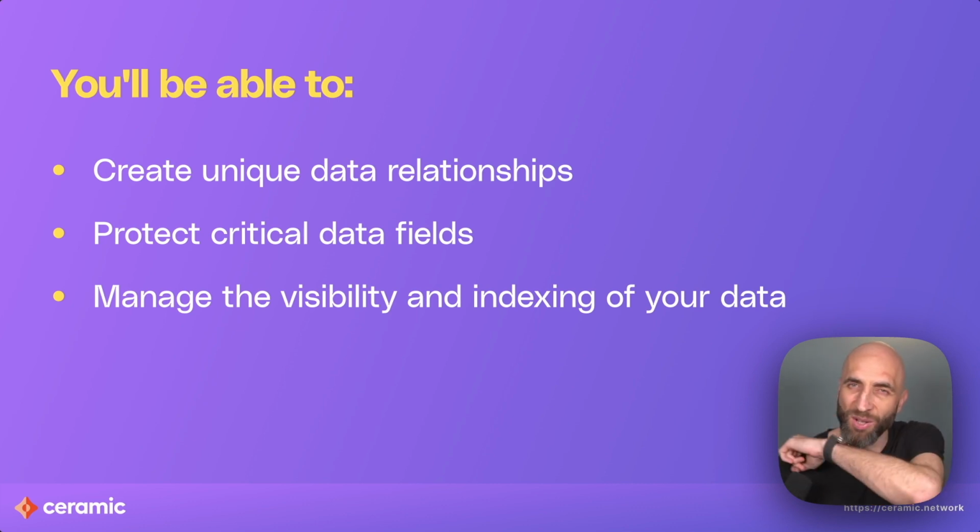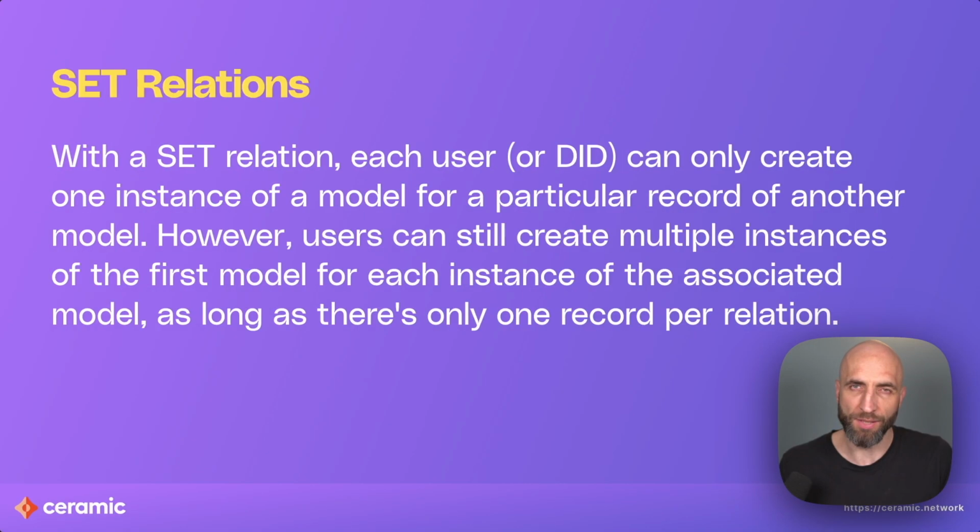Ready? Let's go! First up, let's talk about set relations. This is a new relationship type in Ceramic that allows you to enforce unique constraints between models. And by the way, the name may be misleading a little bit. It's not a verb, it's a noun. We are not setting anything. We are working with a set, where a set is a unique list concept.